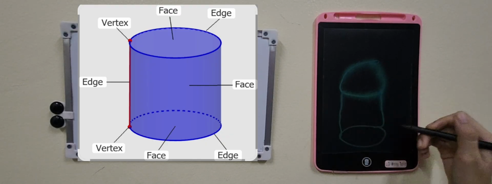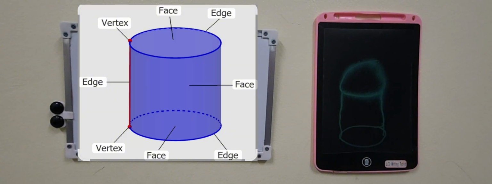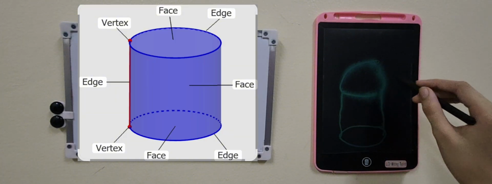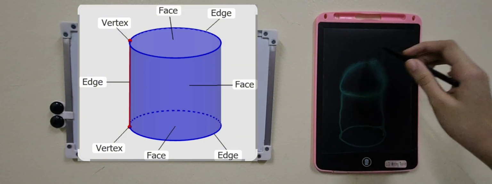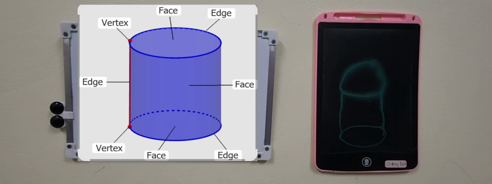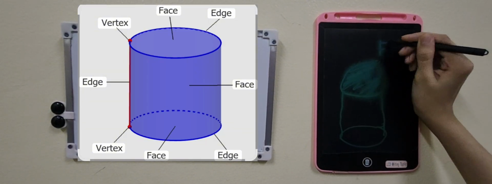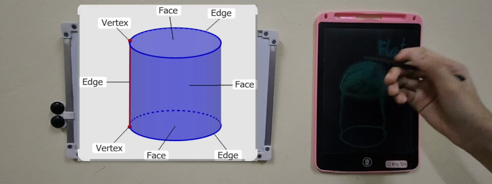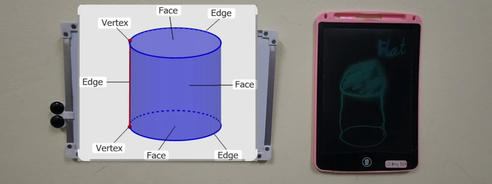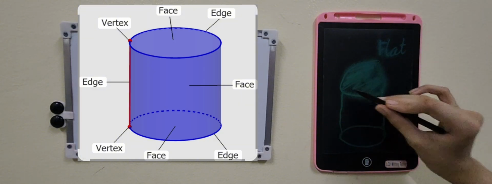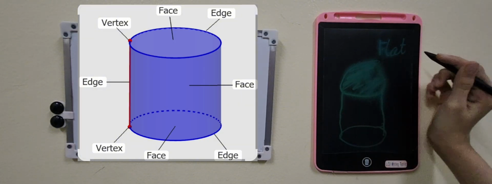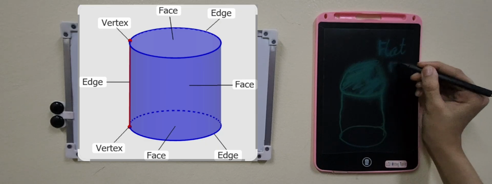And here we go. Over here I have made a cylinder. A cylinder has no pointy edges. You can see all of them are mostly round. Now we're going to be looking at its faces. Face number 1 is called its flat face because it is completely flat and not round or curved or pointy.